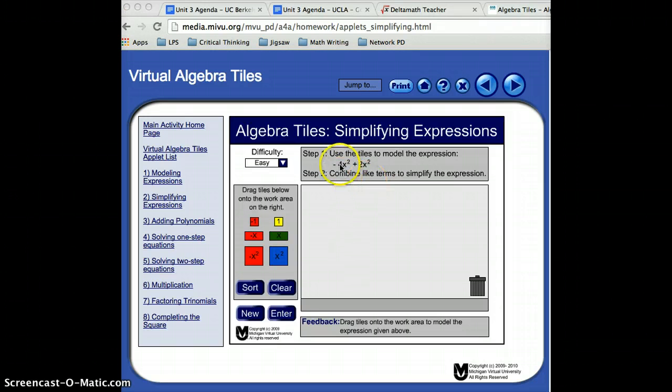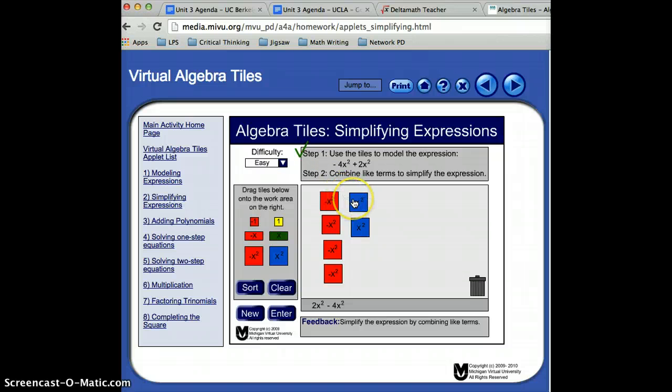Okay, here's a good one to do. Negative 4x squared, so I need 4 of my negative x squared tiles, right? And then I have a positive 2x, so I want to drag my positive 2x's. And again, just like our x tiles and our 1s, we can create 0 pairs by bringing a positive x squared on top of a negative x squared. 0 pairs, so it disappears. This is 0 pair, it disappears. I'm left with a negative 2x squared, right?